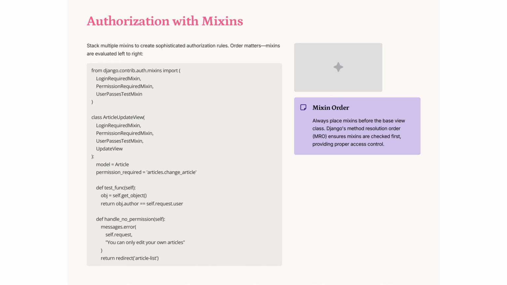Authorization with mixins enhances security by stacking multiple layers of checks. In ArticleUpdateView, LoginRequiredMixin ensures user authentication. PermissionRequiredMixin checks the articles.change_article permission, and UserPassesTestMixin verifies article ownership. The mixin order is crucial. They must precede the base view class to ensure proper access control through Django's method resolution order.